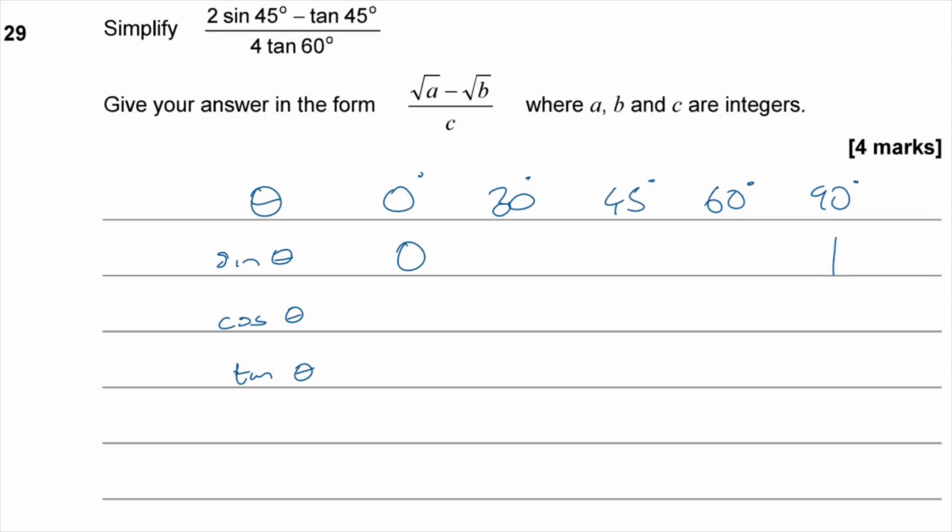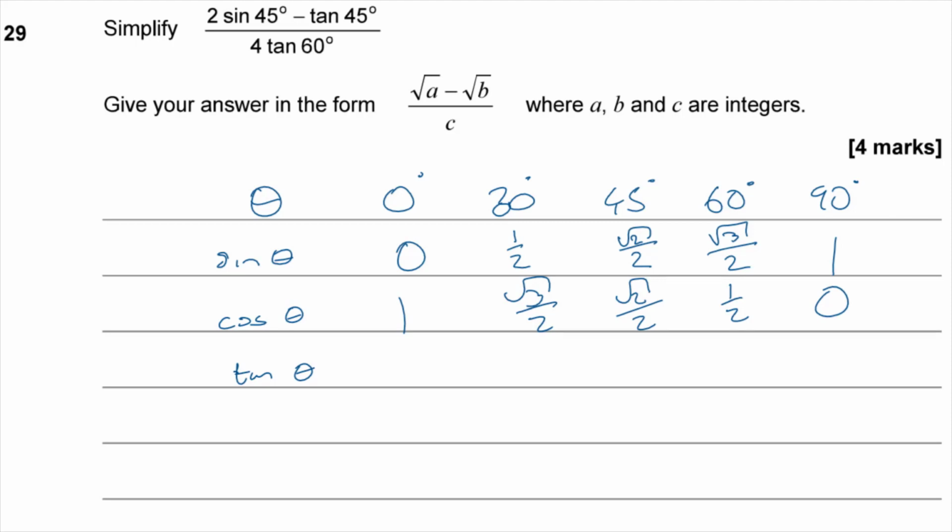Most people don't have too much trouble remembering that the sine of 30 is a half. So that leaves us the sine of 45 and 60 that we need to remember in surd form. 45 is root 2 over 2, and 60 is root 3 over 2. Now cosine's easy. Once you've written those down, the cosines are the same as the sines but backwards. So rather than 0, a half, root 2 over 2, root 3 over 2, 1, it's the other way around: 1, root 3 over 2, root 2 over 2, a half, 0.